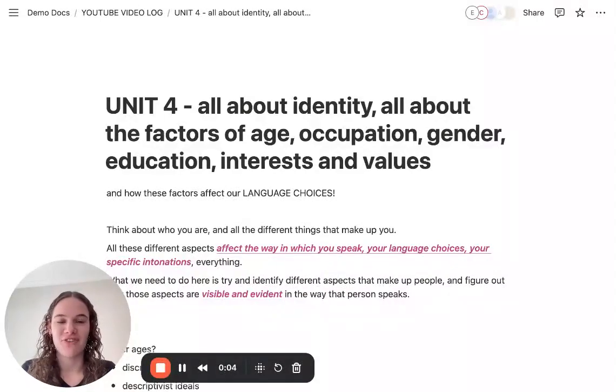And today I'm going to be running through Unit 4, all about identity. So going through all the different factors that influence our identity so that you can use this to boost your essays and even your ACs and short answer questions as well for Unit 3 for English Language for VCE.